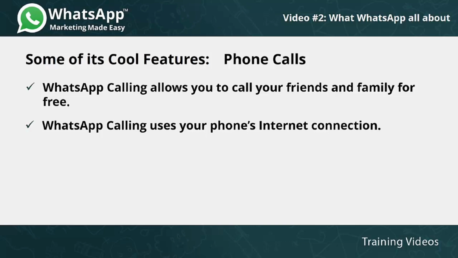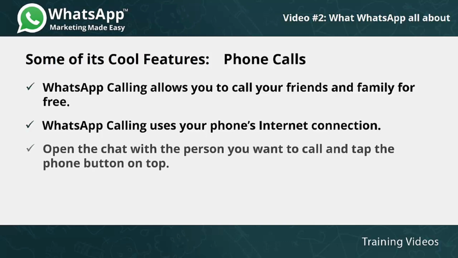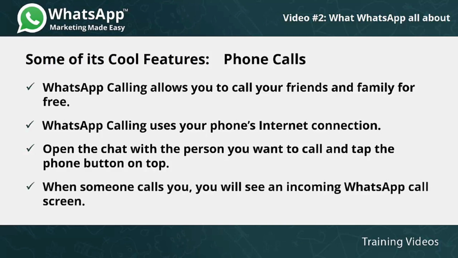All you need to pay for is the data charge, which would be the same no matter the place you are calling. To make a WhatsApp call, simply open the chat with the person you want to call and tap the phone button on top. When someone calls you, you will see an incoming WhatsApp call screen. You can tap and slide the green button to answer the call or slide the red button to decline the call.